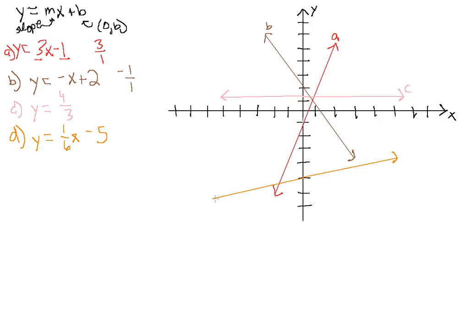Going infinitely in both directions. And there's our line. So we start with the y-intercept. We know the line is going to cross the y-axis at y equals -5, and we have a slope of 1 over 6. So we're going to go up 1 and over 6.